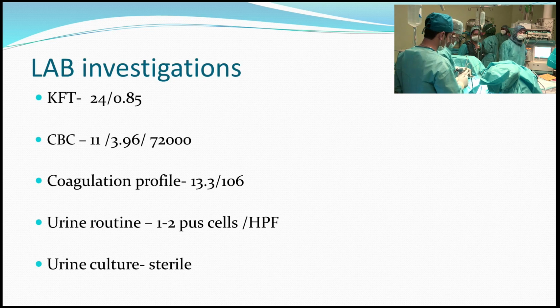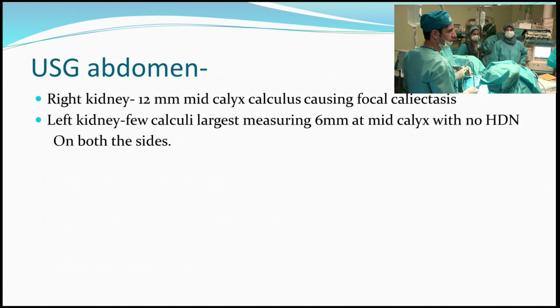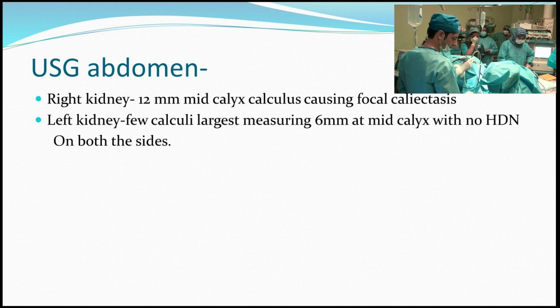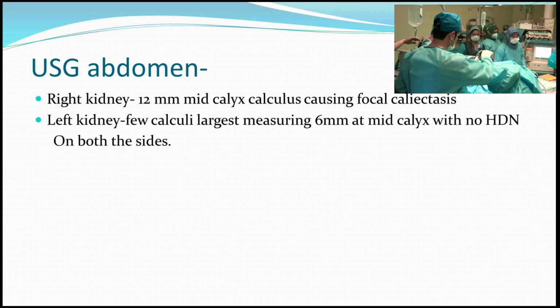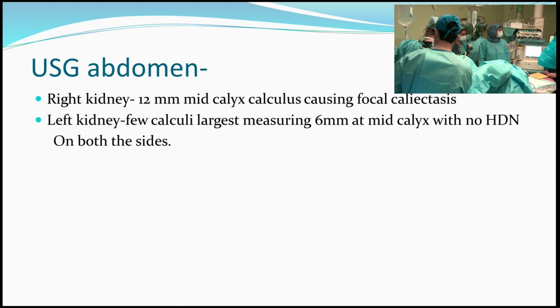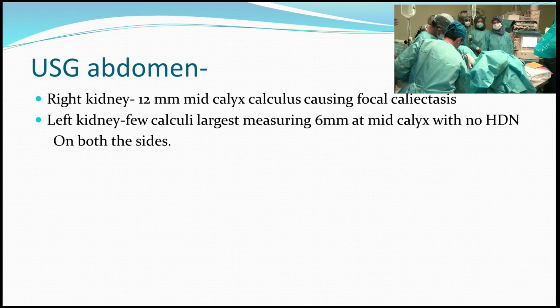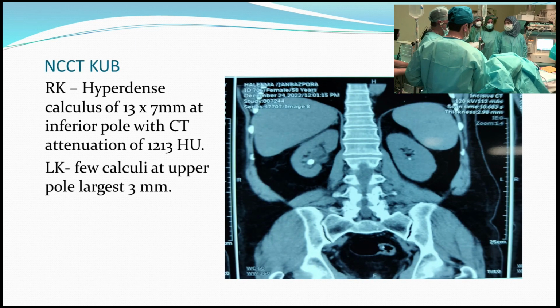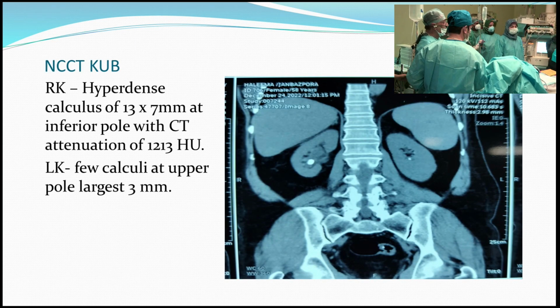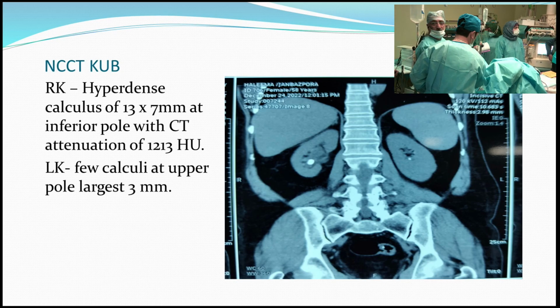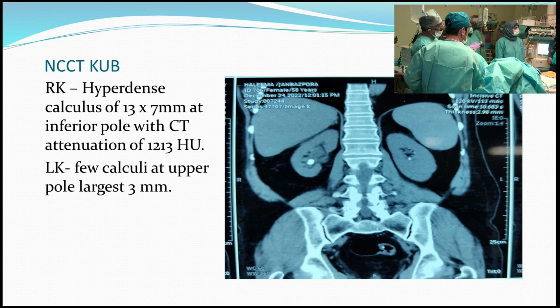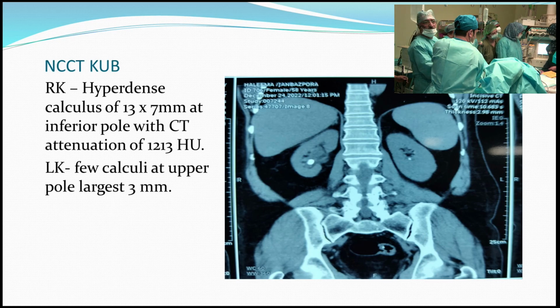Okay. So this patient has been stented. On her ultrasound abdomen, her right kidney had a 12 mm calculus with some focal changes. Her left kidney had a few calculi, the largest around 6 mm. What we do now is the cystoscopy, and we remove the stent first. Her CT has been done. Her CT showed in the right kidney a hyperdense calculus of 13 by 7 mm at the inferior pole with a CT attenuation of 1213 HU. She is now planned for right-sided RIRS, and we will now proceed to OT3, where the case will be done by our Professor Dr. Syed Sajad Nazir sir.